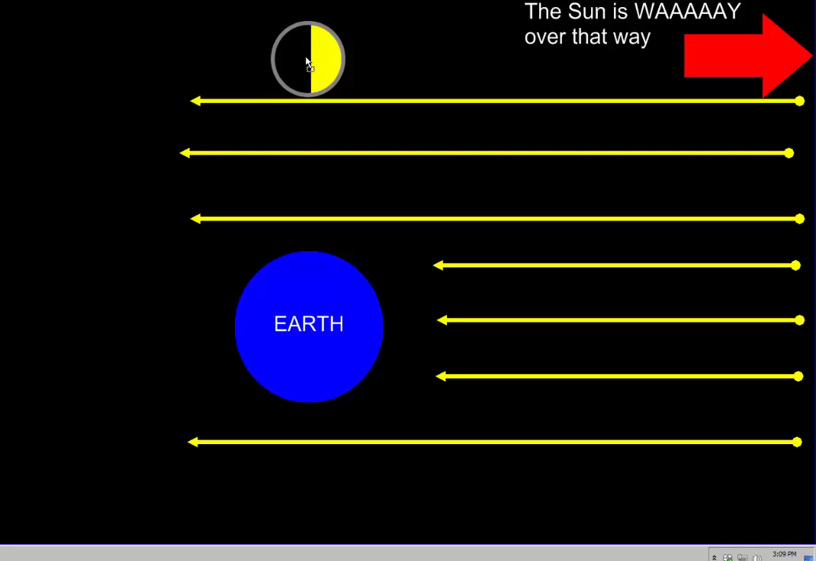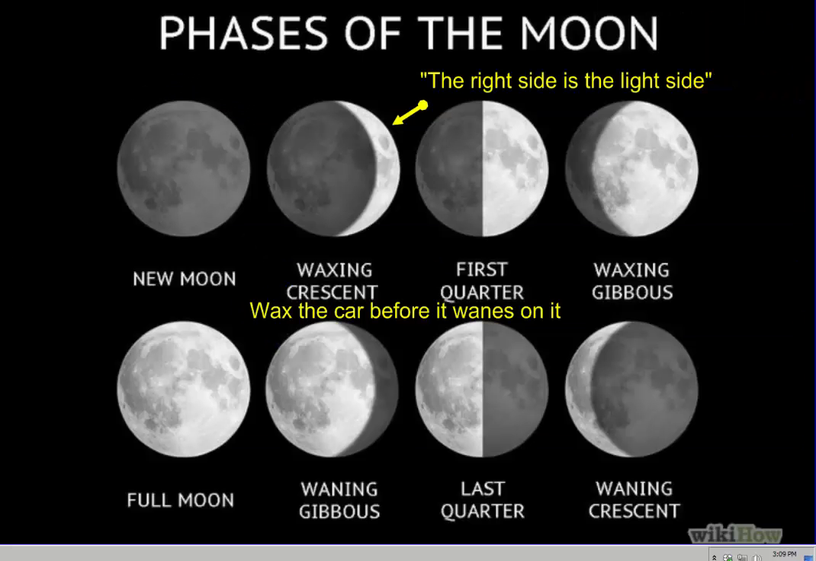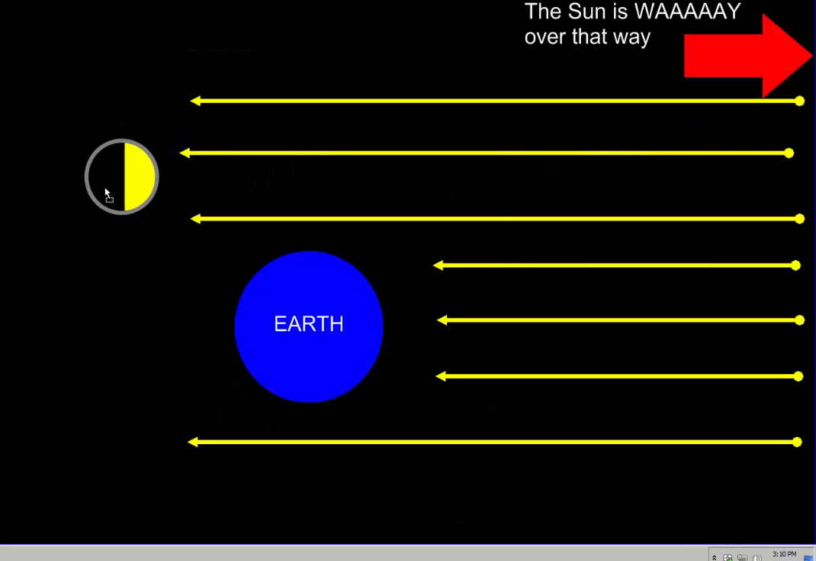Okay, and this is going to happen again, we're in the waxing phase to begin with. This is getting more and more lit. Now we're more than halfway lit. Okay, we call that a gibbous moon. And a gibbous moon continues until we get all the way to being a full moon.